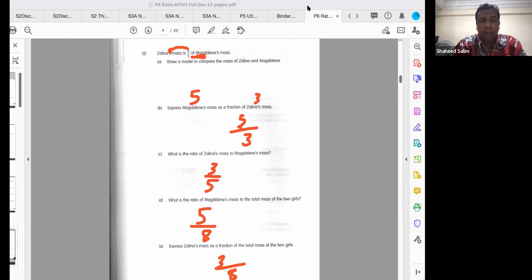We wrote fractions when they ask for ratio. Did I? Oh yeah, sorry. For the last one, this fraction, this one is supposed to be 5 to 8. Thank you very much. This one is 3 to 5. Thank you very much. So these two I got it wrong.